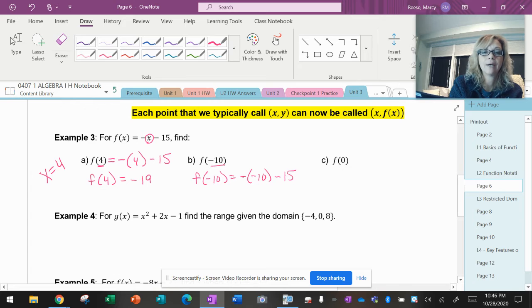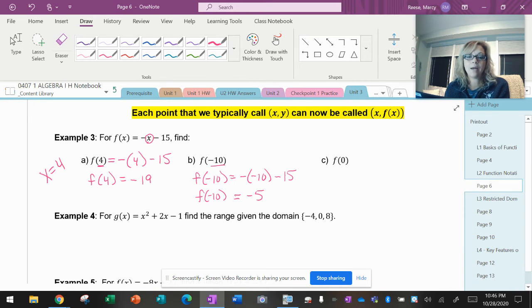So negative 10 with a parentheses and a negative outside, negative and negative make a positive. So 10 minus 15 is negative 5. So the coordinate point, basically, if I were to start graphing this, is when x is negative 10, y is negative 5. Okay? So I'm going to have you try C. So we're going to leave C for you.